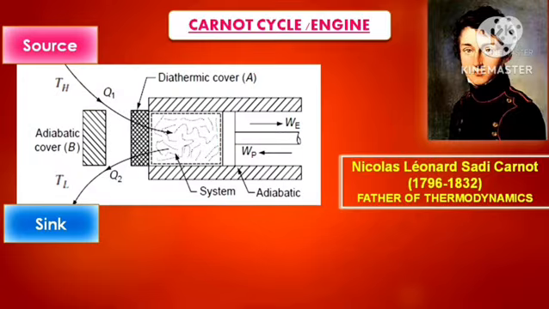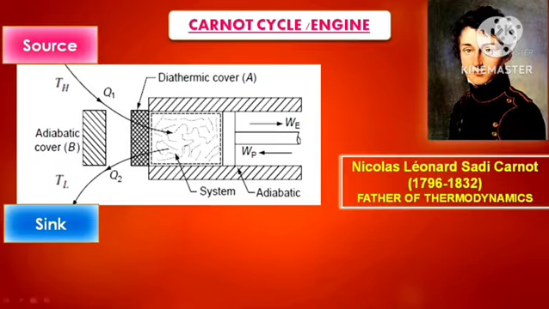In this diagram, you can observe a cylinder and a piston, which is filled with the gas inside the cylinder. For this cylinder and piston arrangement, one source and one sink is connected, and you can also observe one adiabatic cover and a diathermic cover in the diagram. Source is used to supply the heat to the system and sink is used to collect the heat which is rejected from the system.